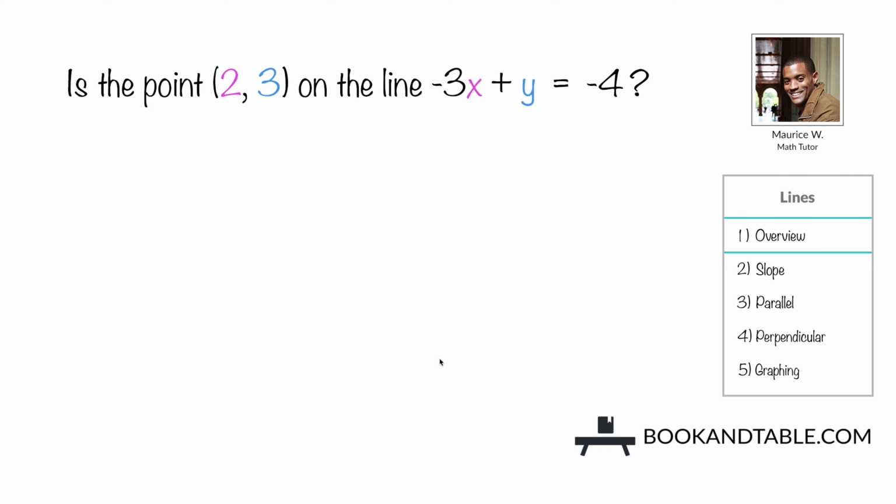You would be given a question like this one. Is the point 2, 3 on the line negative 3x plus y is equal to negative 4? So this is our standard form. We have our x and y on the same side of the equation and the constant on the right side of the equation. So how do we figure out if a specific point given to us exists on this line?